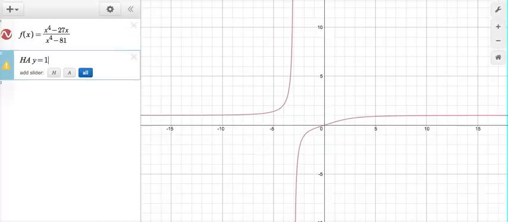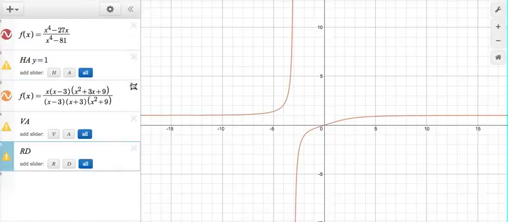Now go ahead and factor this so we can find the rest of everything. So as you can see, I factored this completely. The top, I had to do GCF with the x, and then I had to do difference of cubes. On the bottom, I had to do difference of squares twice.